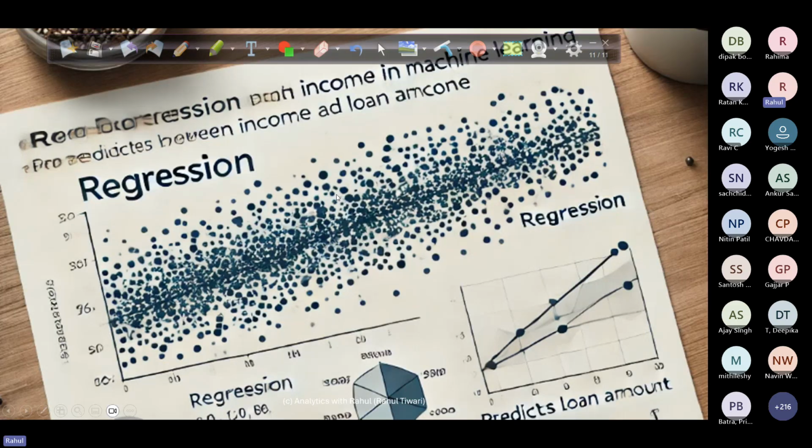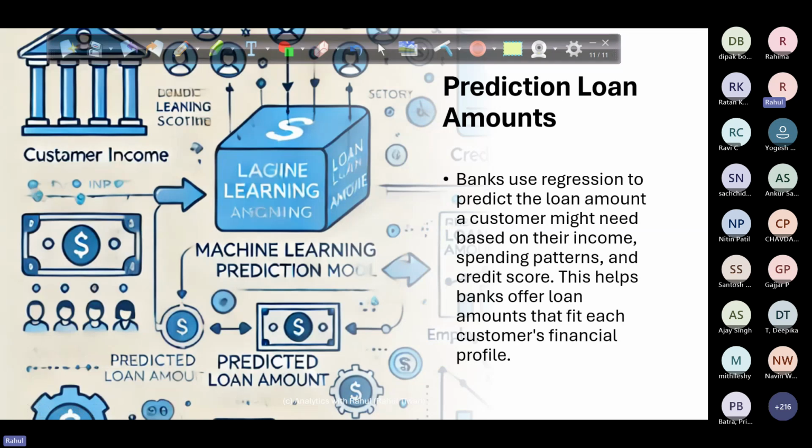Here are certain examples for regression which we have. These examples which I am going to talk about are basically for the banking industry. Same way for other industries as well, you can think about what use case you can create for that particular industry. So here you can see, predicting loan amounts. Banks use regression to predict the loan amount a customer might need based on their income, spending patterns, and credit score. This helps banks offer loan amounts that fit each customer's financial profile.